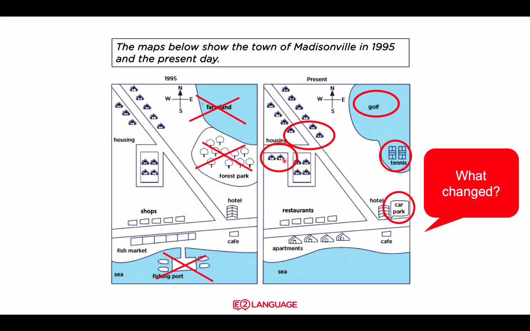There's also a car park down here next to the hotel. And these have changed. They used to be shops, now they're restaurants. And what was the fish market has become apartments. When it comes to writing my task 1, I need to include all of those details, what changed, what stayed the same. And I also need to make a broad statement about what happened to the town in general.